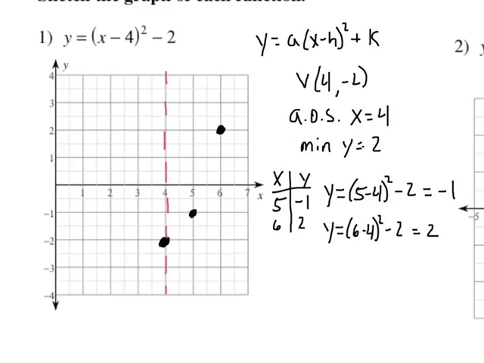And remember, we need to mirror our points to the other side of the axis of symmetry. So this guy gets mirrored 2 units to the other side. This one down here, this guy gets mirrored 1 unit to the other side. And we then draw our parabola.